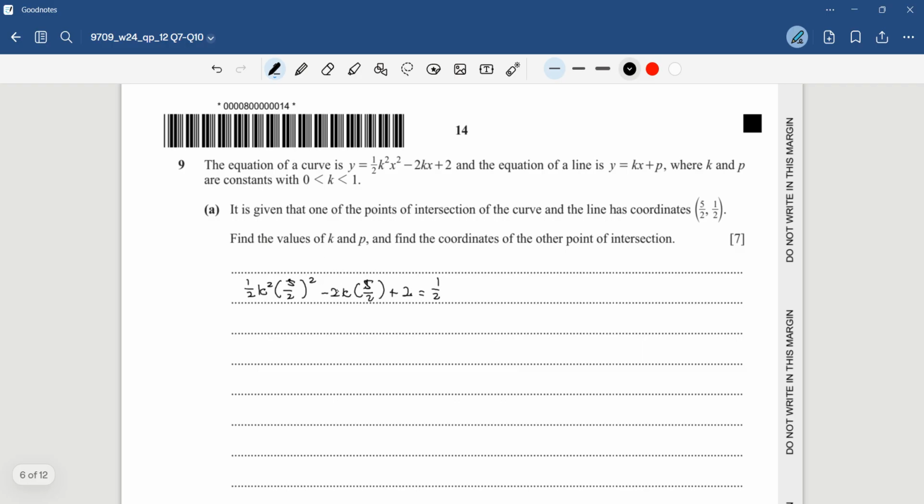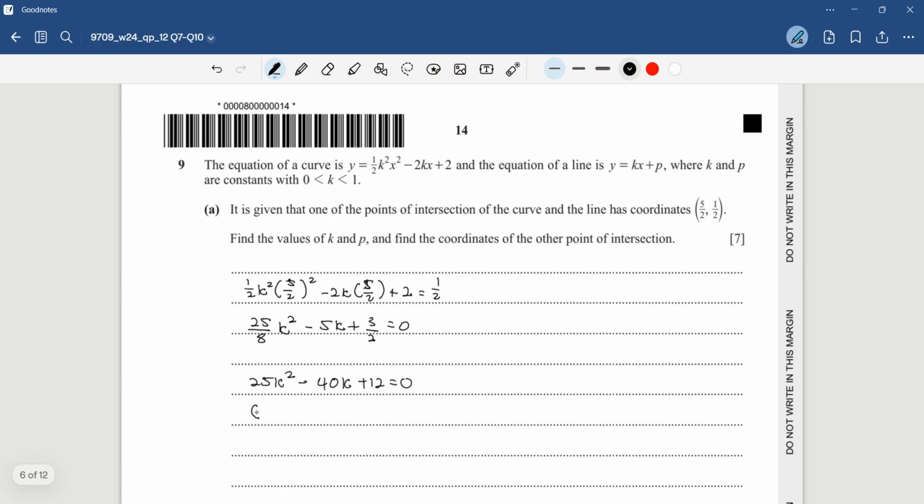Okay, so when you simplify this, you will get 25 over 8 k square minus 5k plus 3 over 2 equal to 0. So multiply everything with 8, so we'll get 25k square minus 40k plus 12 equal to 0.